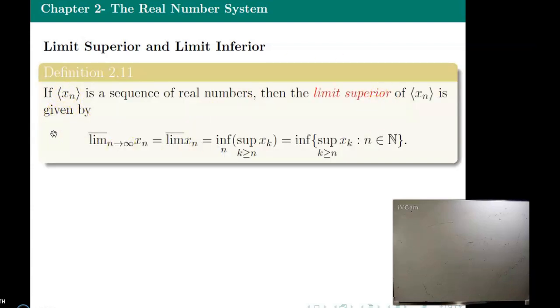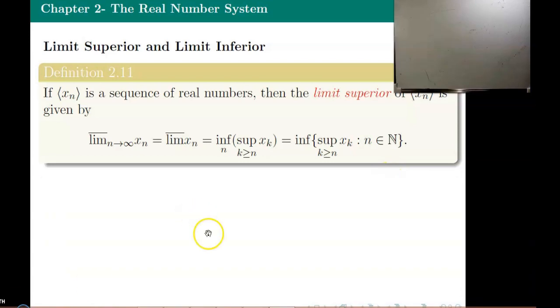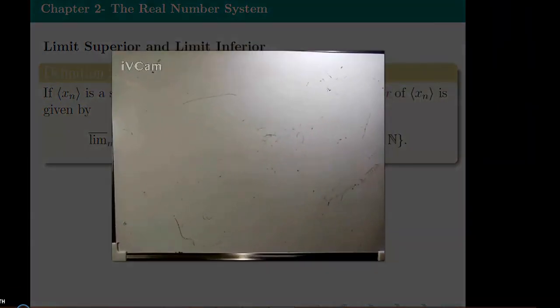So if this is a sequence of real numbers, then the limit superior of the sequence is given by this one. This is the lim sup for short, which is equal to the infimum of the supremum of x sub k, where k is greater than or equal to n for all n, which is equal to this one, where n is a natural number. Okay, to illustrate this one, let's have this.